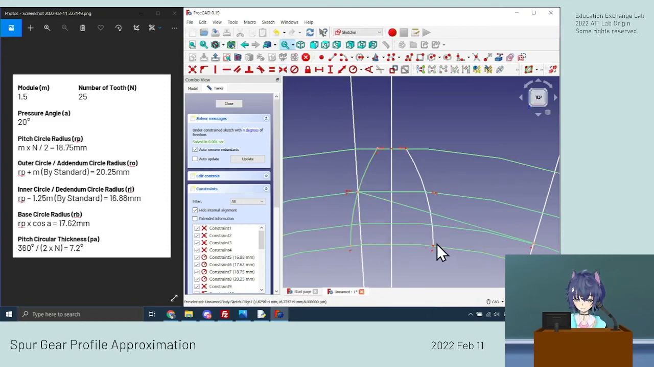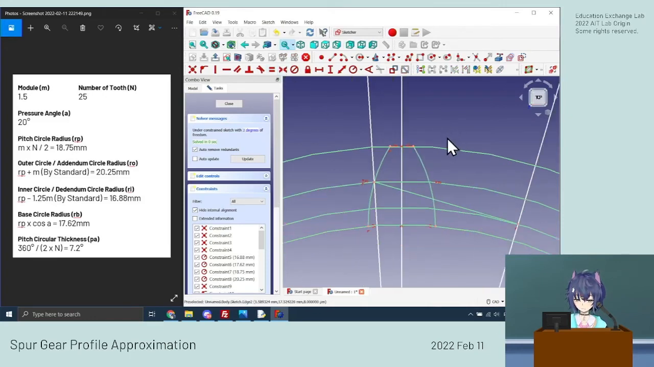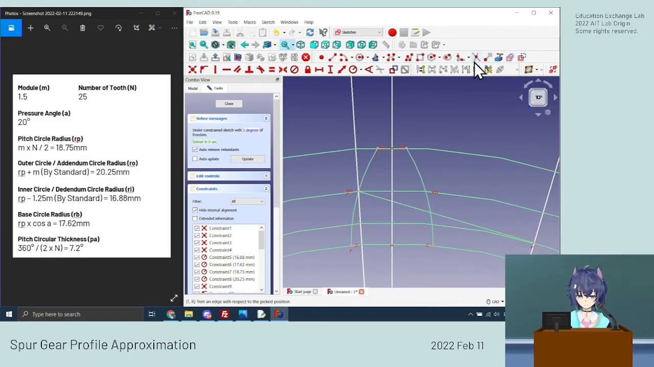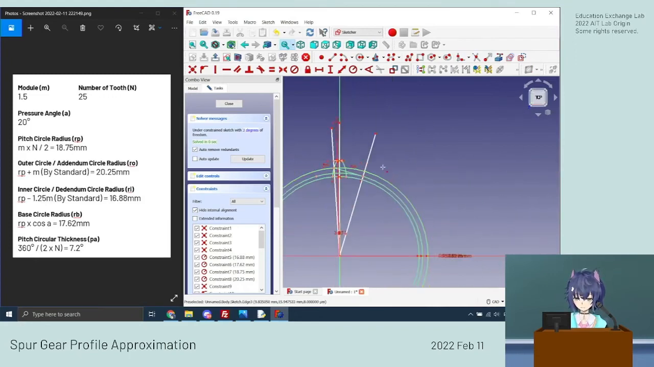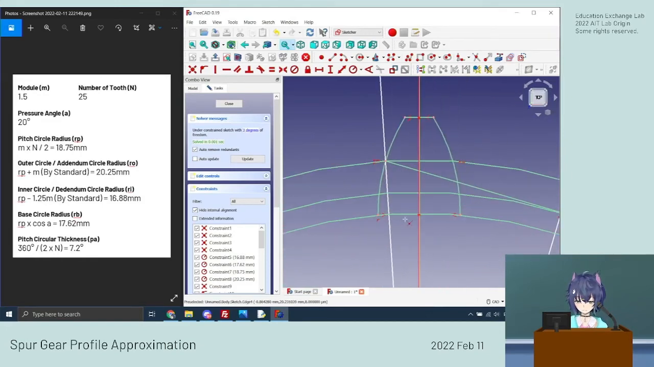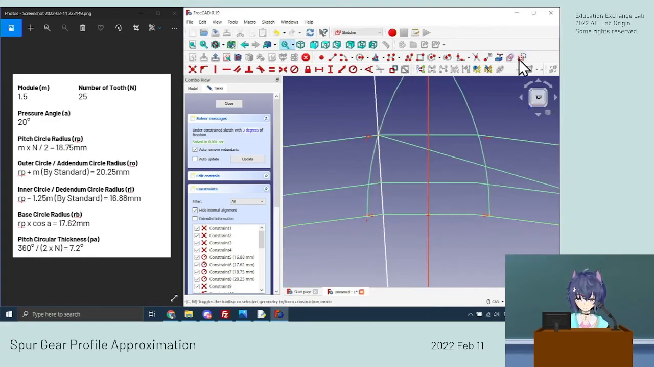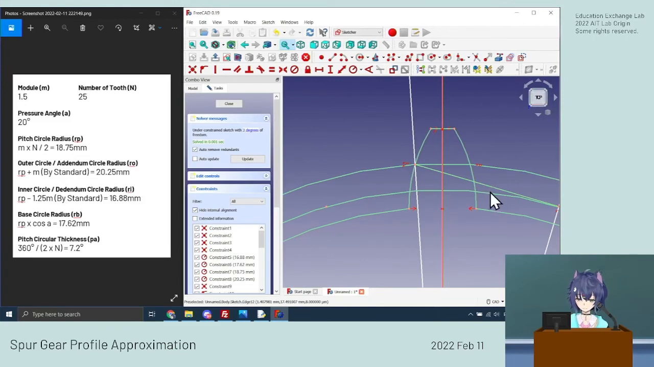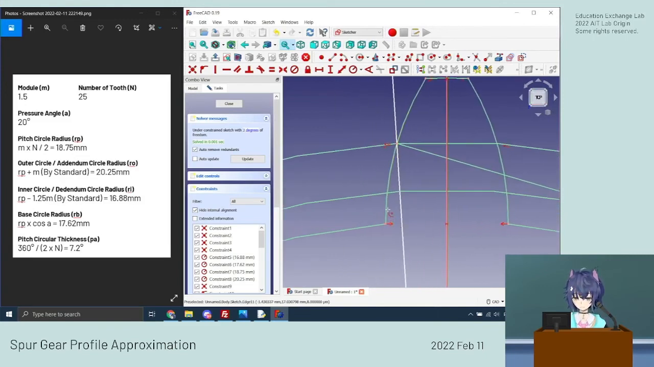So let's see. These two should be equal, and these two should be symmetric. Now we're fully constrained, and we could remove parts of the inner circle and outer circle to make it a closed sketch. So we'll cut this and this. Trim away these parts. Okay, so now we can also do a fillet between the tooth profile and the inner circle.